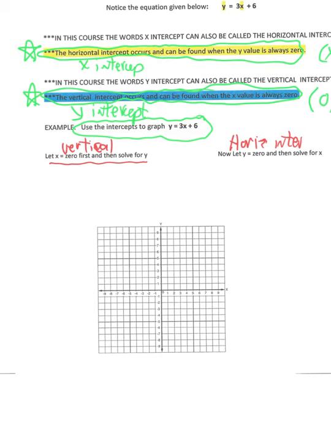So watch how easy that is. I'm going to take the equation y equals 3x plus 6, and I'm going to let x go to 0. Watch how fast we get that. 3 times 0 is 0, so y equals 6. So the name of that point, what did I do? I let x be equal to 0, right? And then I found the y as being 6. I have 1 point. And it's the vertical intercept.